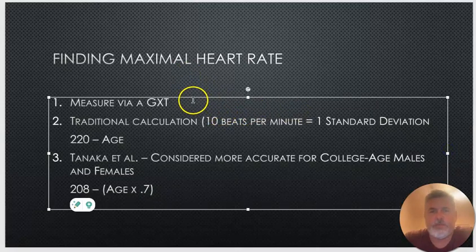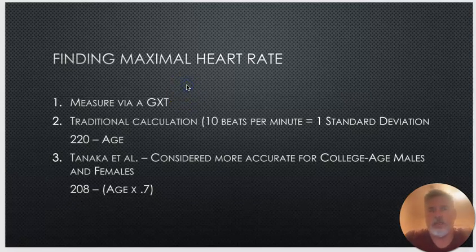The first is we can do a graded exercise test where we're measuring heart rate and then we increase the work rate every 3 minutes, and then we take heart rate and we keep doing that until we can't go any further, which is a graded exercise test, which I'm sure many of you are familiar with. Well, that's how I get VO2 max. So the work rate when it's over is VO2 max, and the highest heart rate is your max heart rate. So probably the most accurate way is to measure it using a graded exercise test.